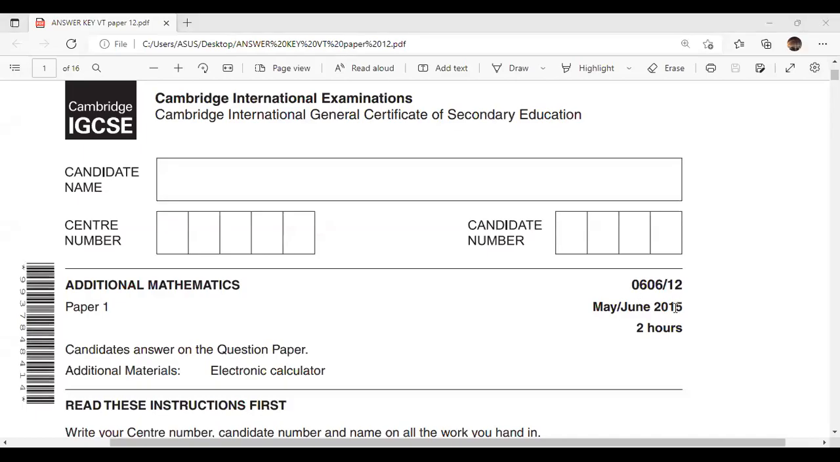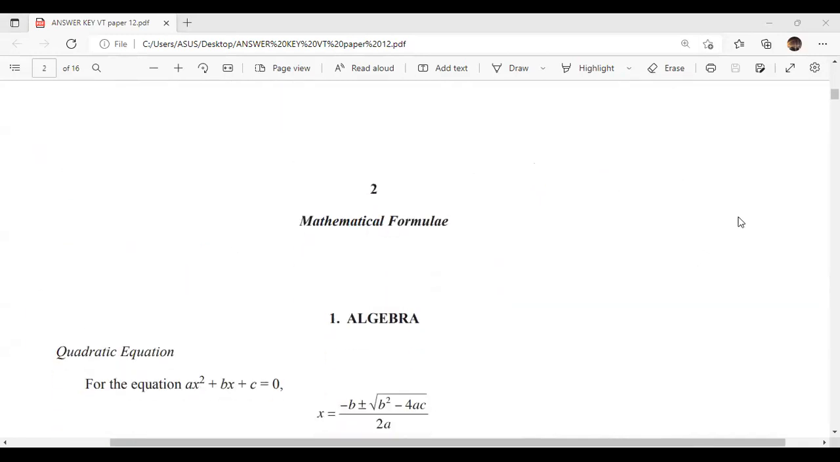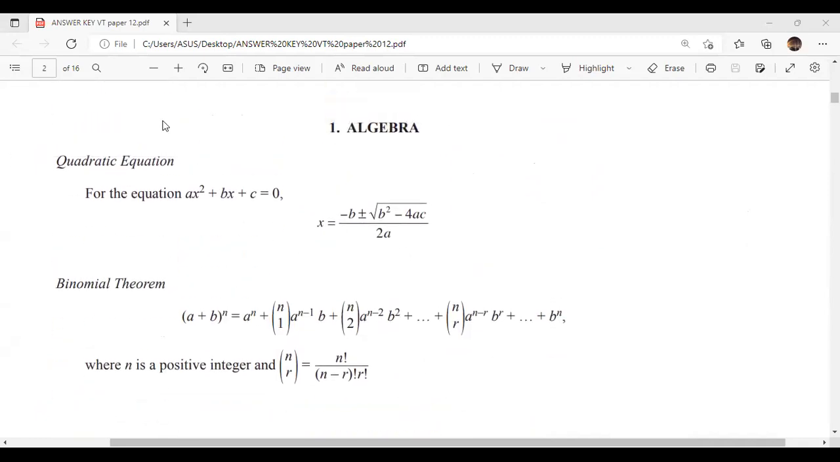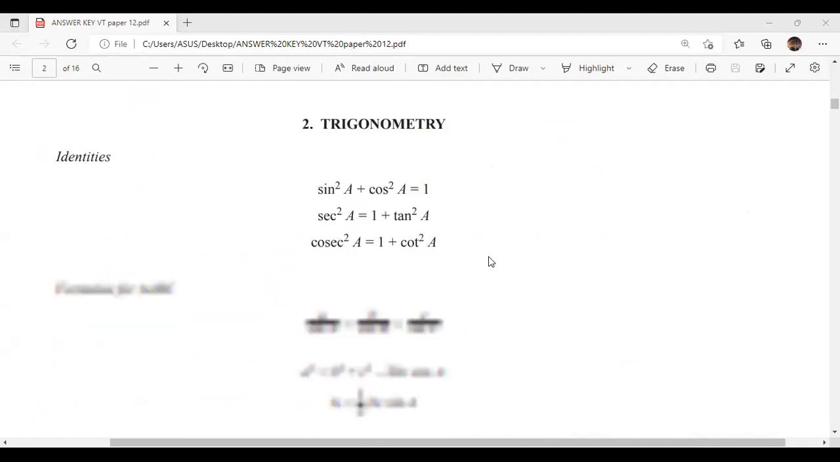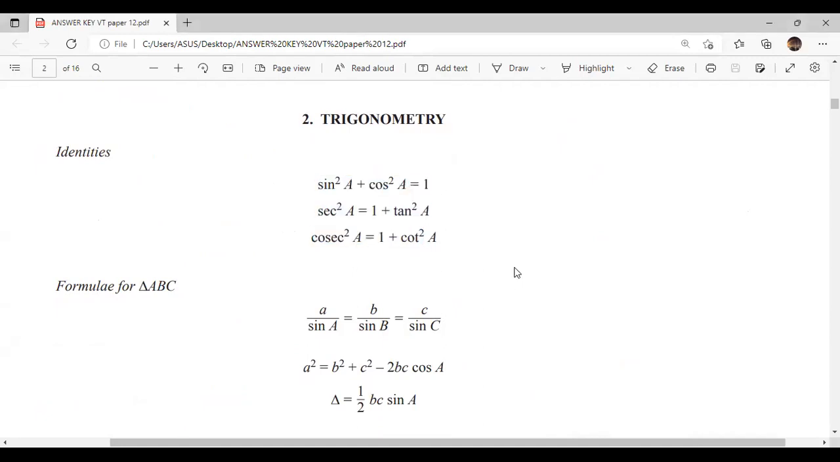So this is the 2015 0606 Additional Math Paper 1, Region 2. So, straight to the formula. This is the formula. You can memorize this, or there is no need to memorize. Just look at this. If you forget, see, everything is given.